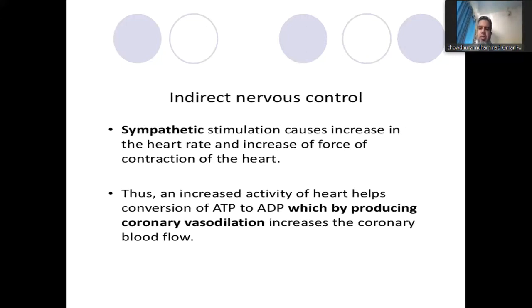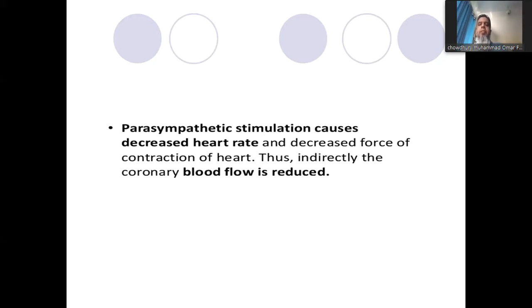Indirect nervous control. Sympathetic stimulation causes an increase in the heart rate and an increase of force of contraction of the heart. Thus, an increased activity of the heart helps conversion of ATP to ADP, which by producing coronary vasodilation increases the coronary blood flow. Next. And parasympathetic stimulation causes decreased heart rate and decreased force of contraction of the heart. Thus, indirectly, the coronary blood flow is reduced.